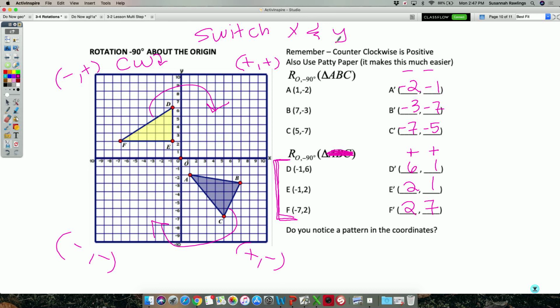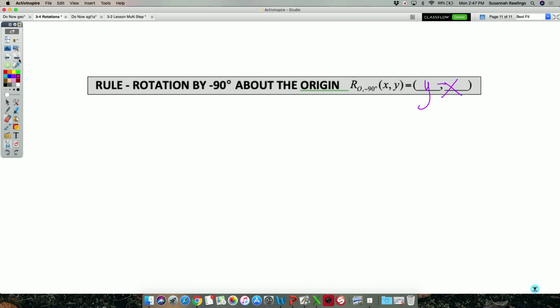So we know we've switched X and Y, but which variable or which number changed? My X value or my Y value? Your Y value. My y value stayed a -2. Oh. My x value changed. So how would I write that in rule form? You flip it, so it should be yx, and then I'm changing the sign of my x. So there's your rule.